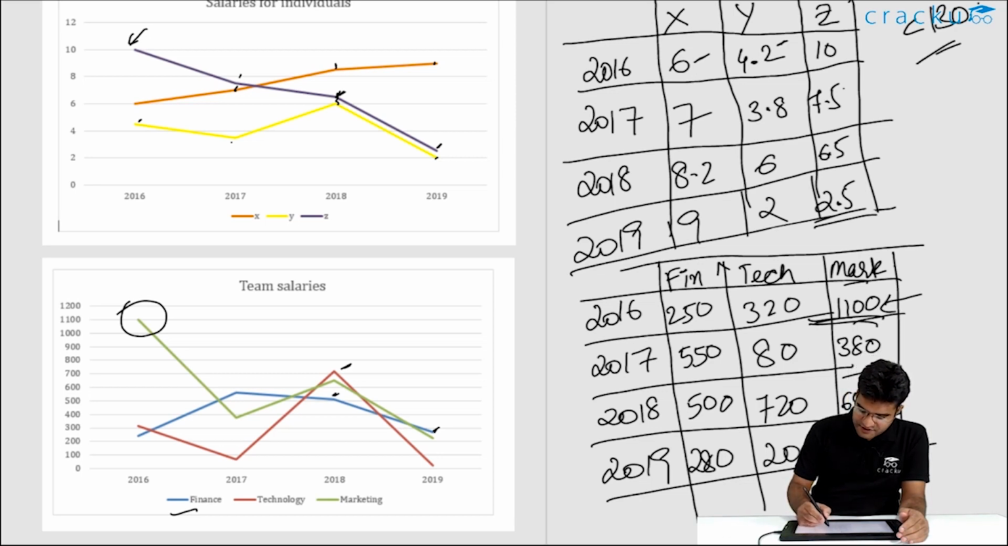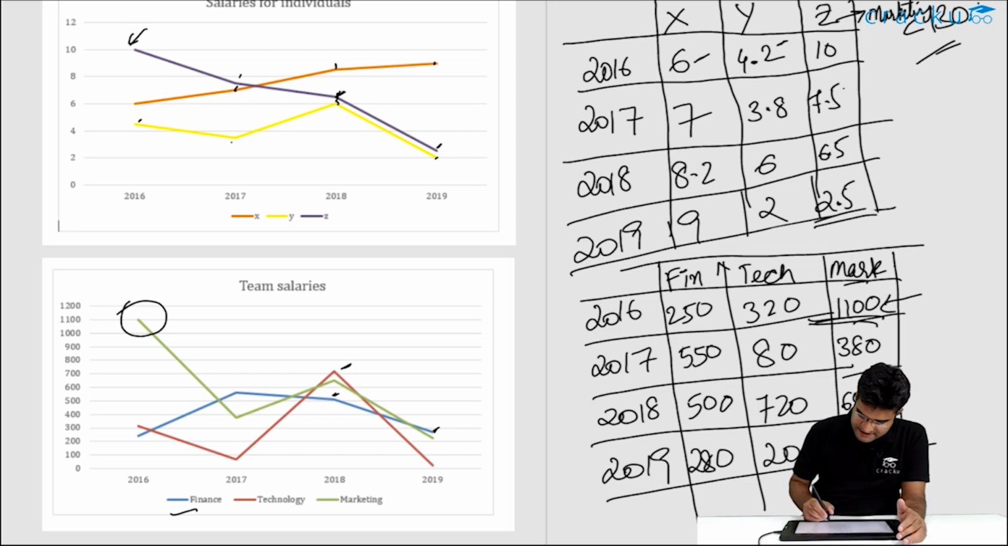So we know for sure that Z is marketing, because if you are dividing 1100 by 10, you will get 110, which is a distinct multiple of 10 less than 130. So we know that Z is marketing. Similarly, if we are looking at Y, 4.2, 320 is roughly fine because that is around 80, we don't get any information. 3.8 and 80 is around 20, that is also okay. 6 and 720 is also okay because this is 120, still fine. And if you are looking at the last one, that is 2 and 20, this is 10.